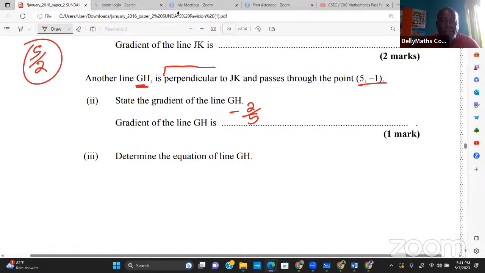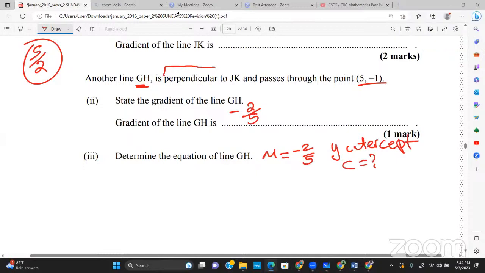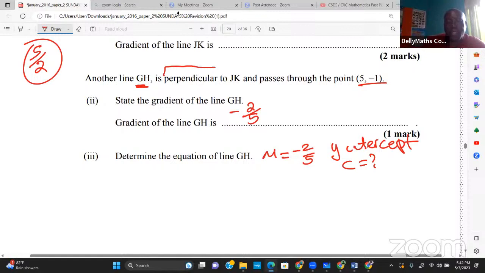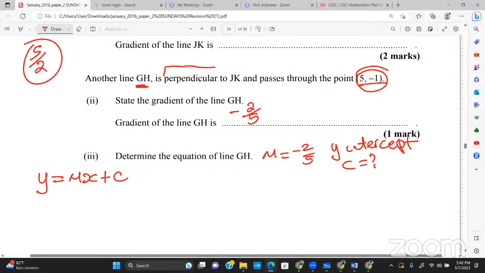Now that we have that, it says determine the equation. Now, if I'm going to determine the equation of a line, I need the gradient, and I need the y-intercept. And the y-intercept, we call it c. We don't know it yet. So I could utilize what I have to find it. I'm going to be using y equal to mx plus c. Now, I have a point here, which is 5, negative 1. So I could use the point.